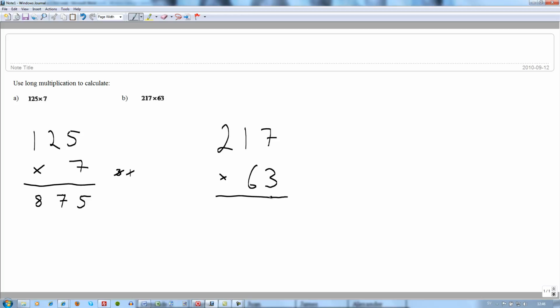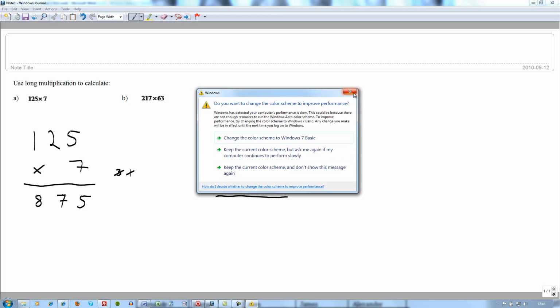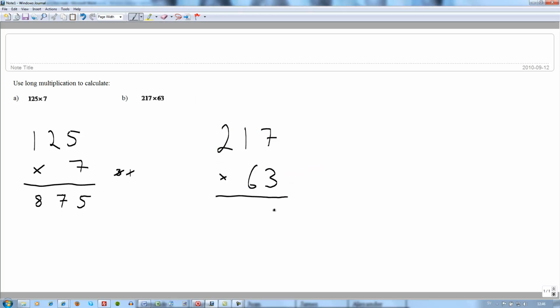So, start first with 3 times 7, 21. Remember the 2. 3 times 1 plus 2 is 5. 3 times 2 equals 6.